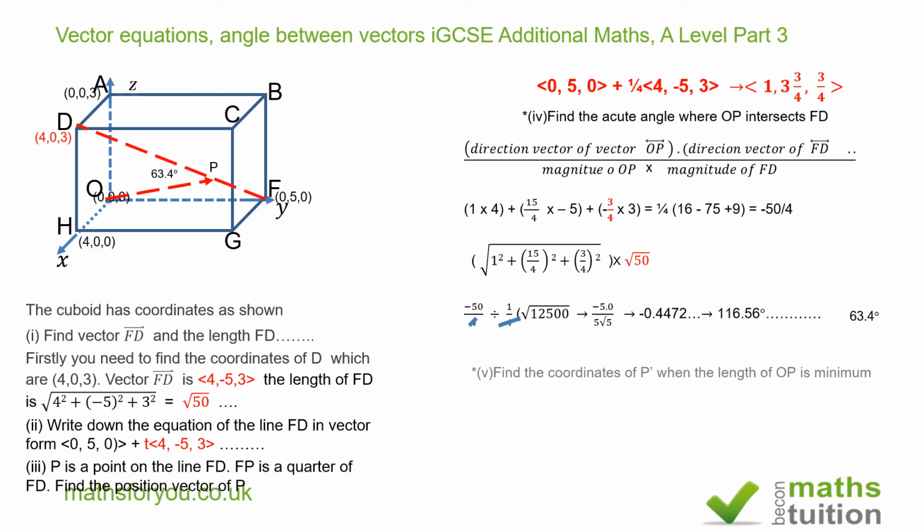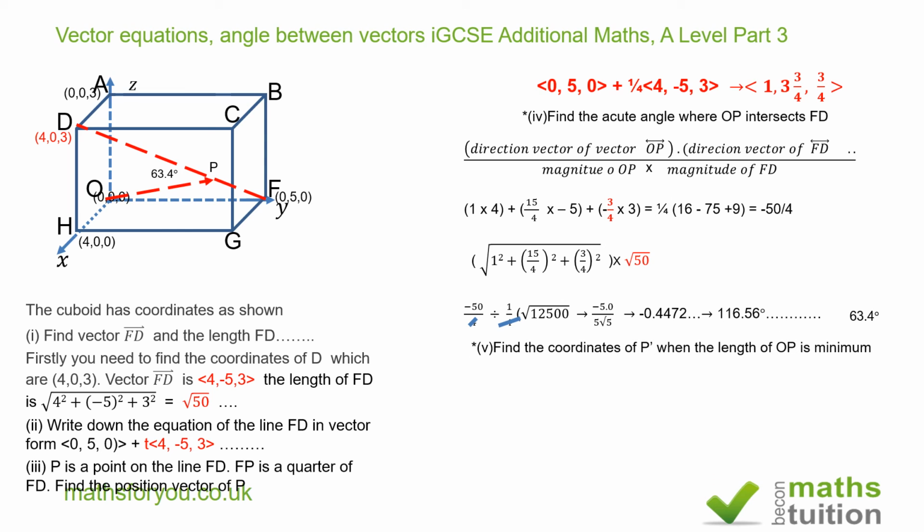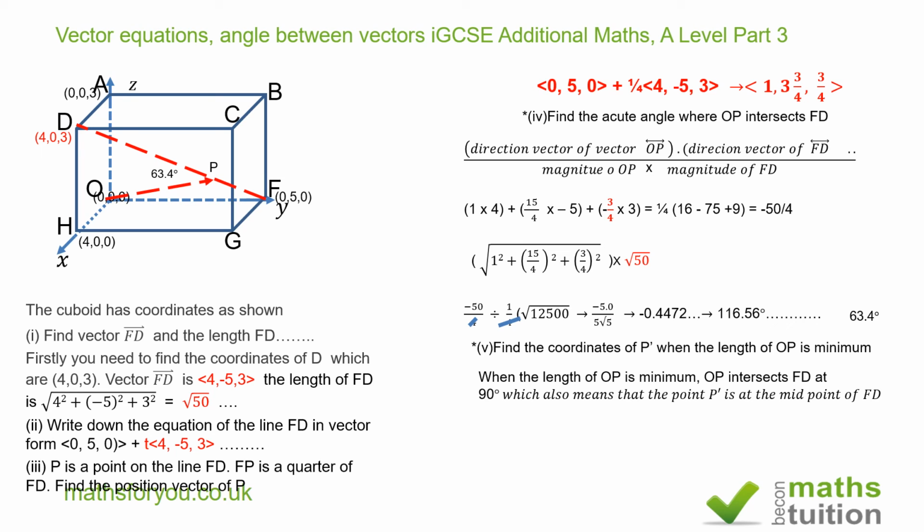So now to part 5, I think. Part 5 says find the coordinates of P prime when the length of OP is minimum. Now, for OP to be minimum, the point at which OP intersects F, we call that P prime, the angle there should be 90 degrees. And that's always at the midpoint of FD, and P prime would then be half of FD.